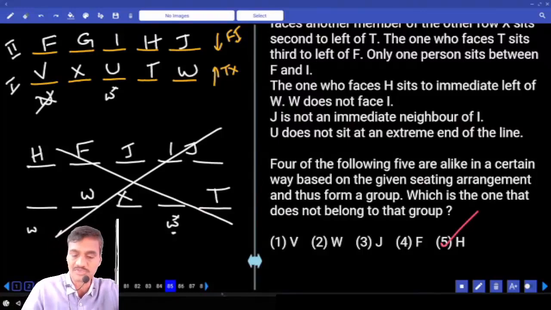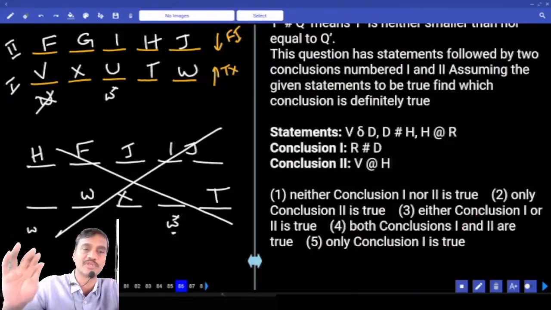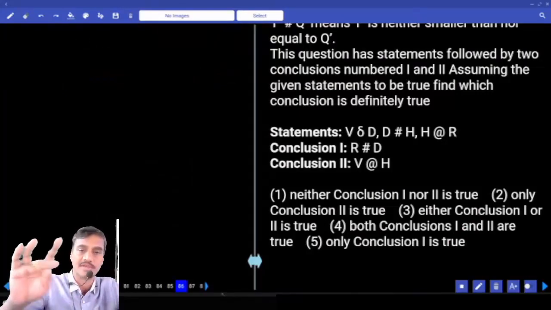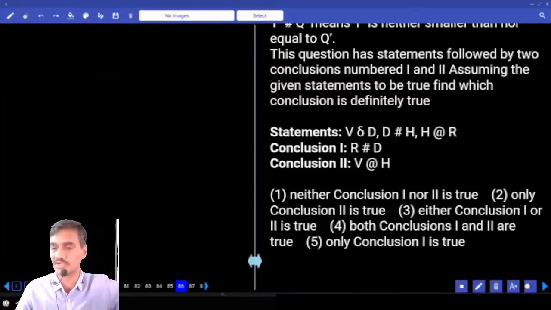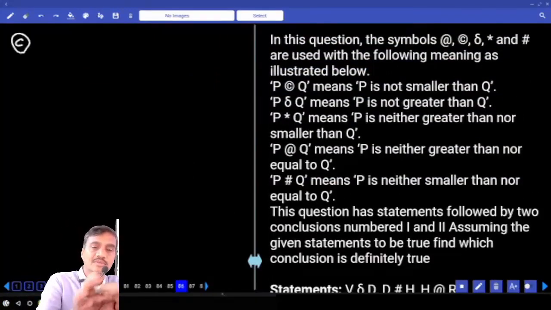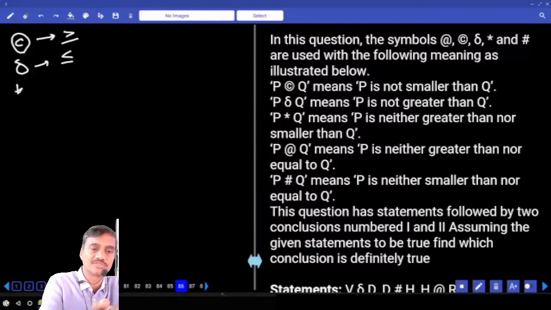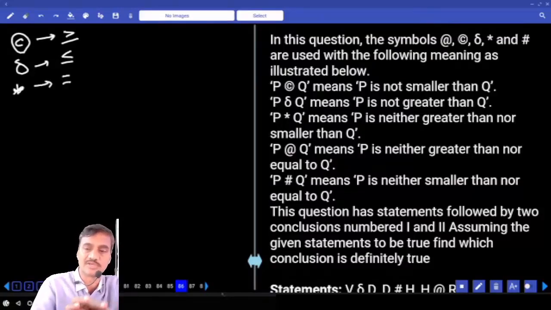Done? And next one, 86 to 90. Now 86 to 90, whether it comes under the first priority or the second priority. First priority, isn't it? Coded inequalities is always the first priority for us. And this symbol stands for not smaller than, that is greater than or equal. And this delta stands for not greater than. Not greater than means lesser than or equal. And the star stands for neither greater than nor smaller than, hence it must be equals to.